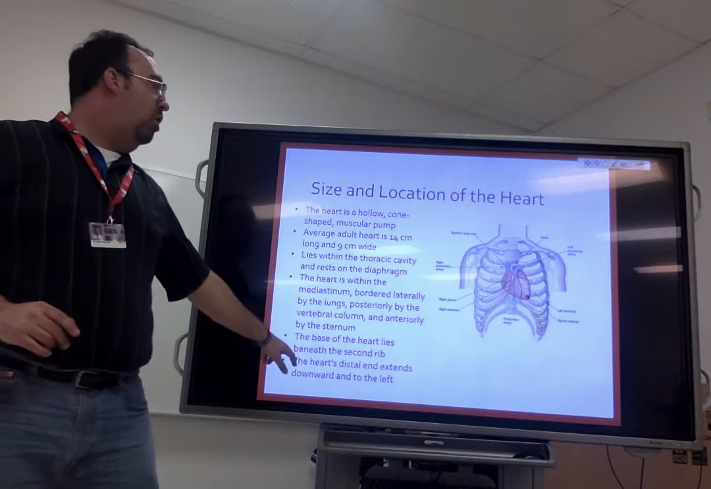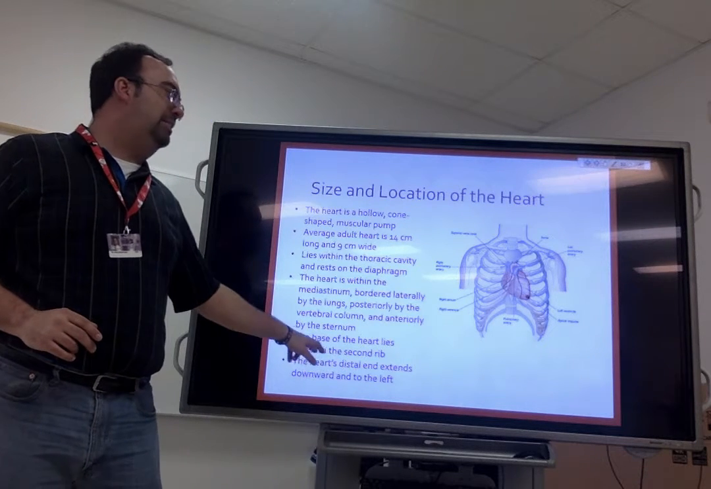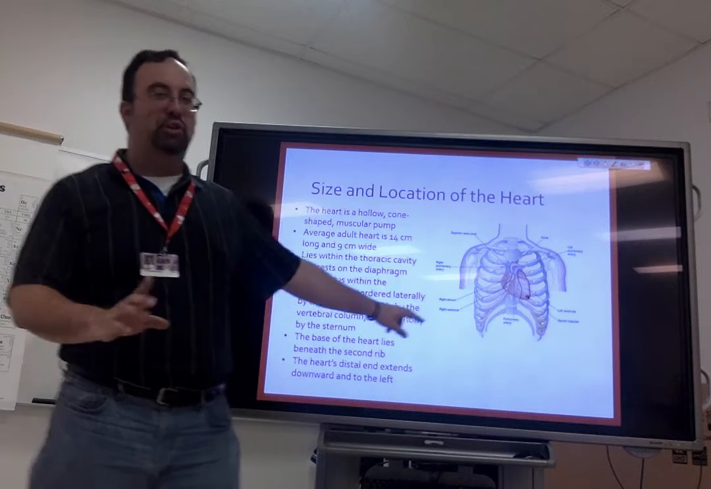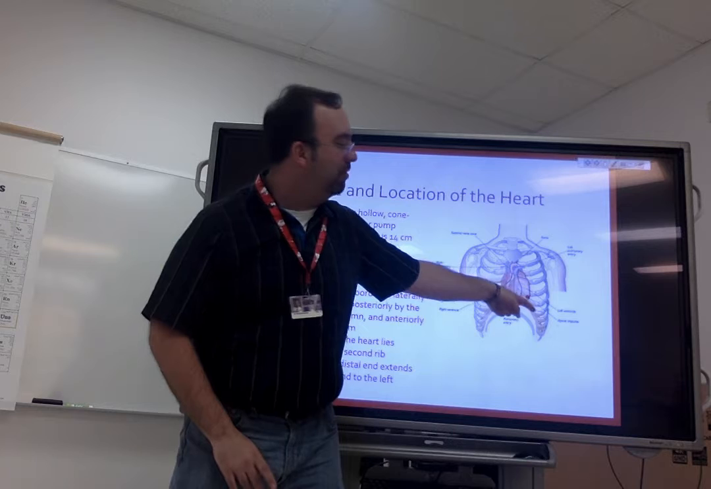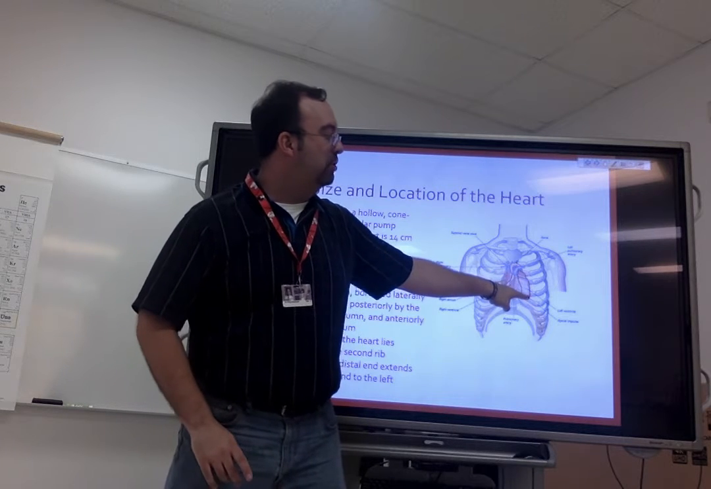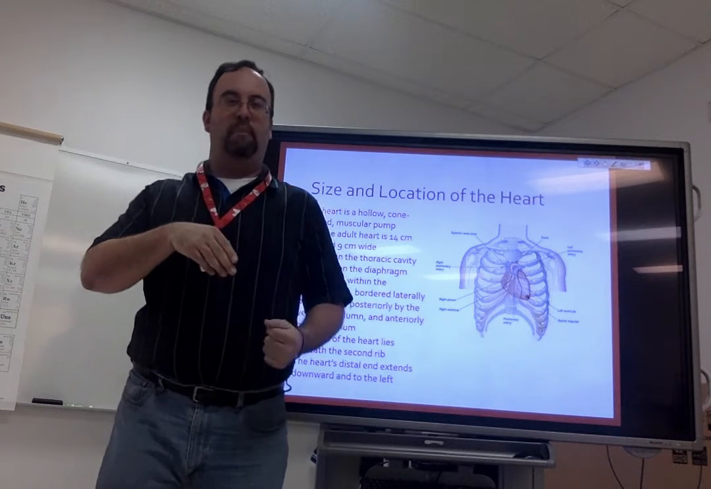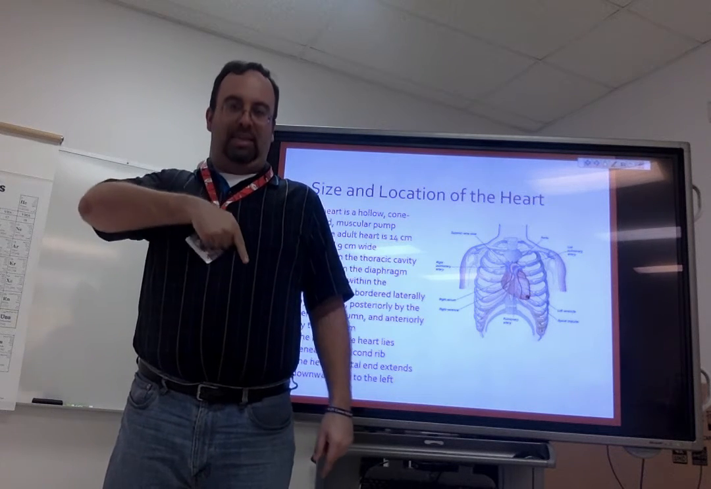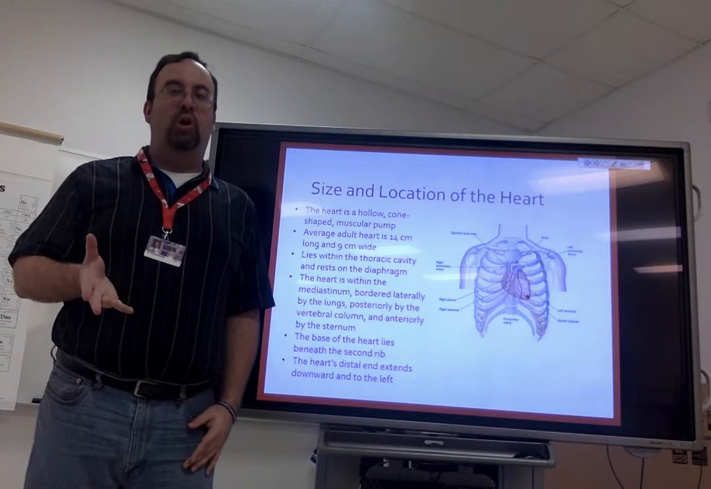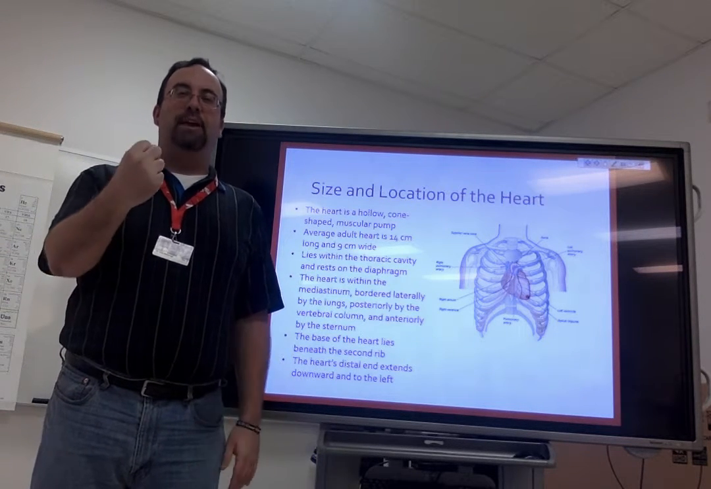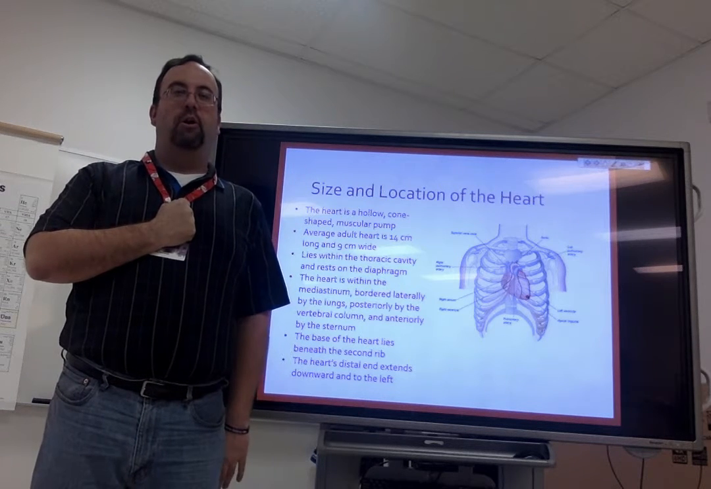And so the heart's distal end, which means the far end, extends downward and to the left. If you look at this picture over here, you're going to see that the heart not only goes downward this way, but it also extends to the left. So this is the distal end of the heart, and it's going to point downward and to the left. On my own body, the heart is going to be pointing down and to the left like this. And again, if you want to get an idea of your heart's approximate size, clench your fist and put it right about here, and that would be about your heart. All right.